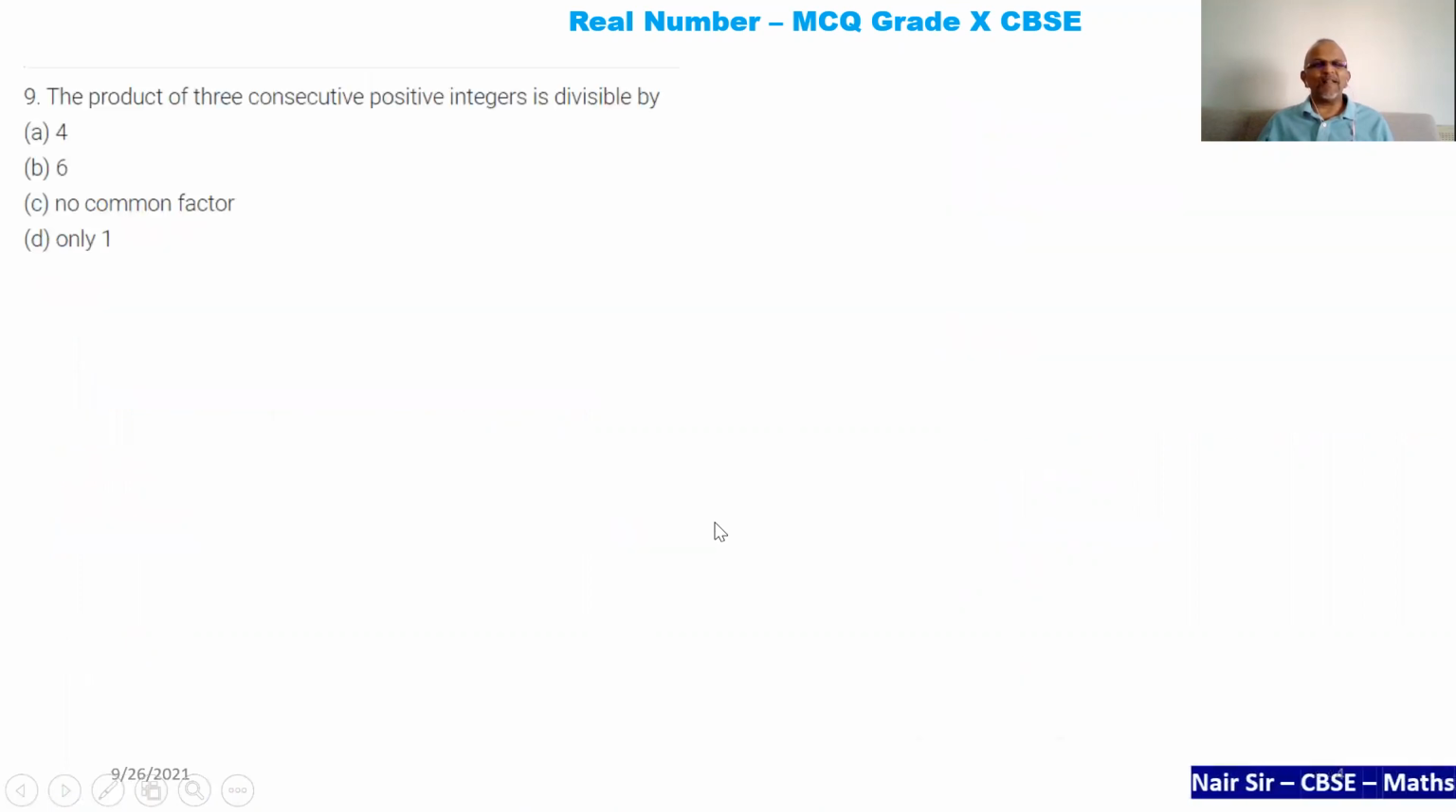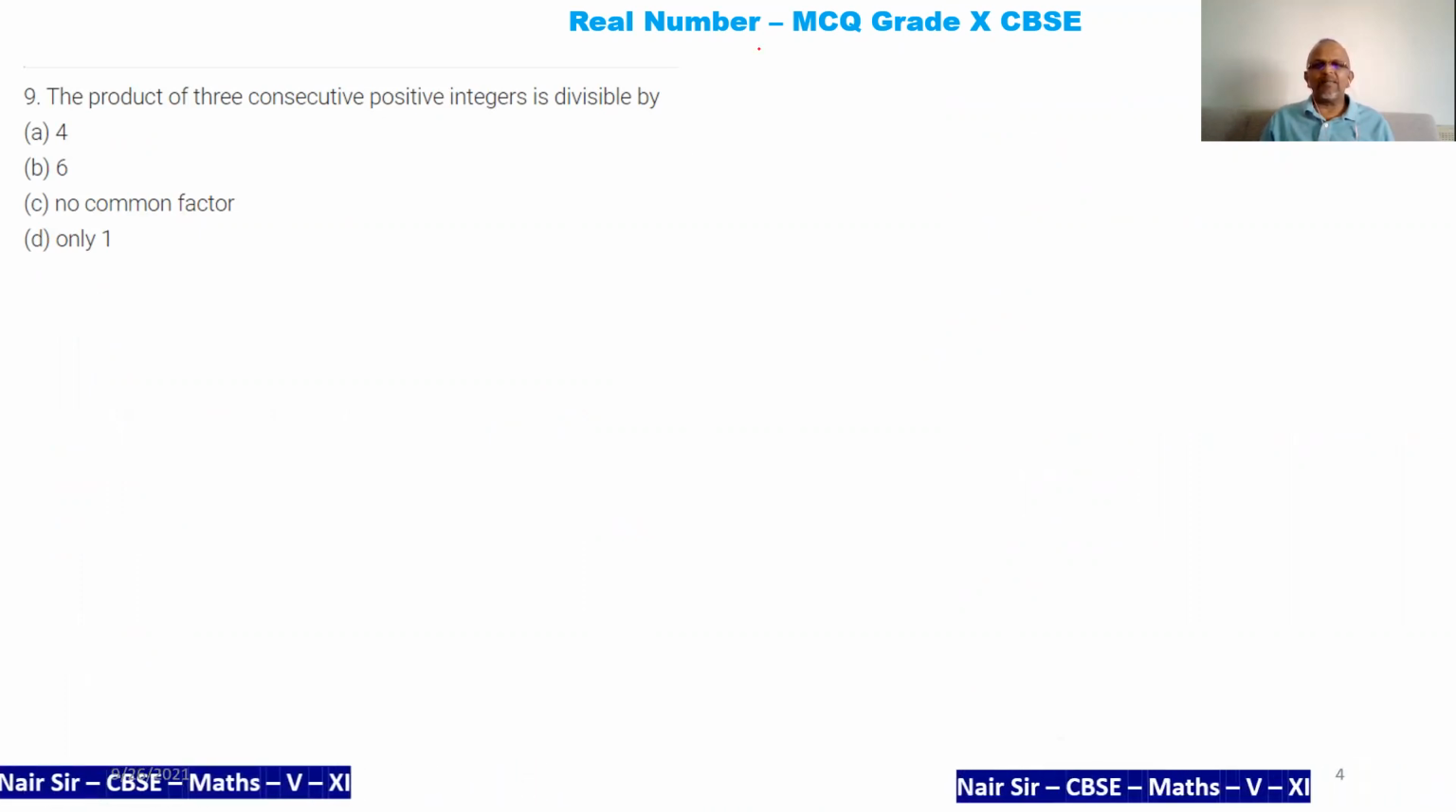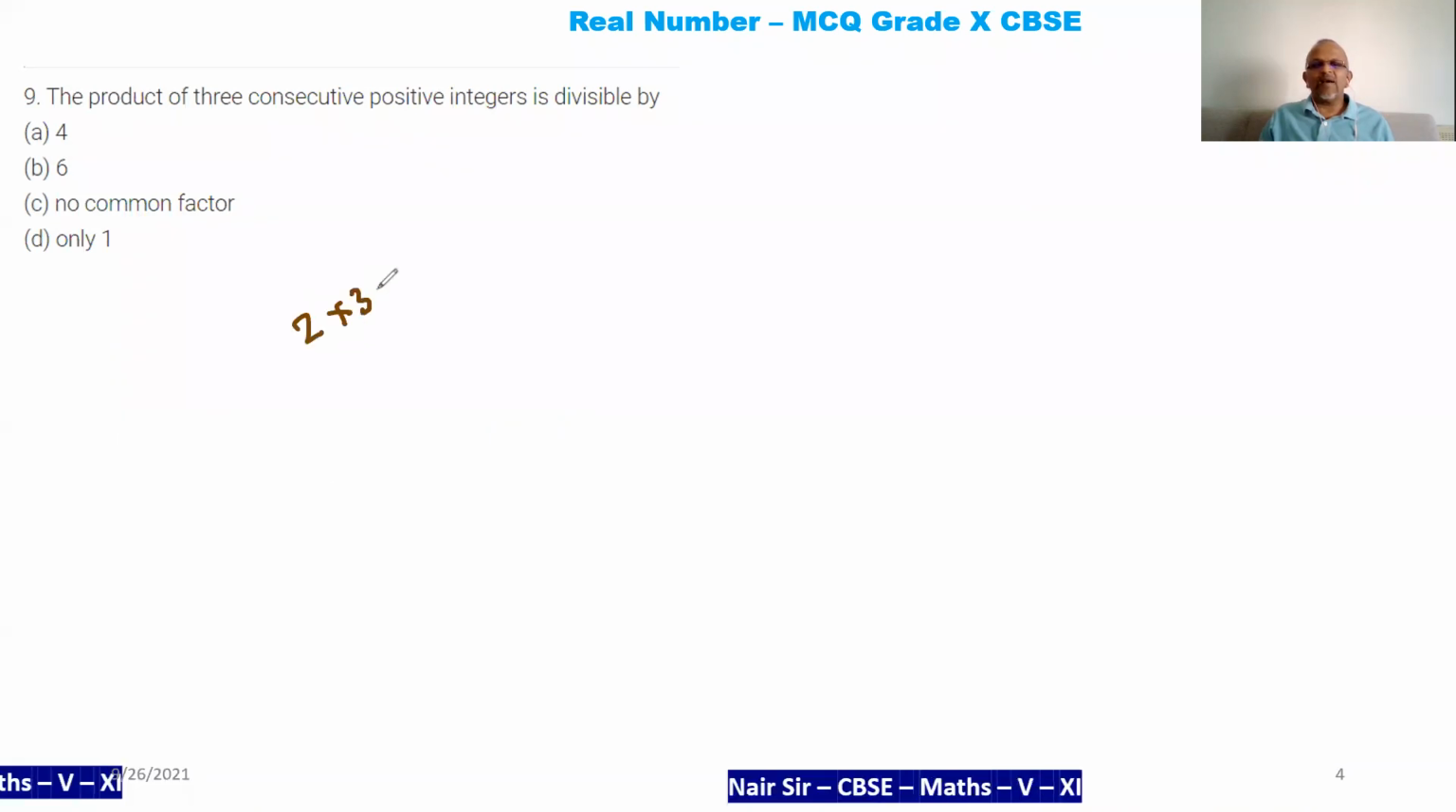Let's look at the next one. The product of three consecutive positive integers is divisible by. Okay, again, straight and simple. What I need to do is take any consecutive numbers. What do I get? 2 3 are 6, 6 4s are 24.